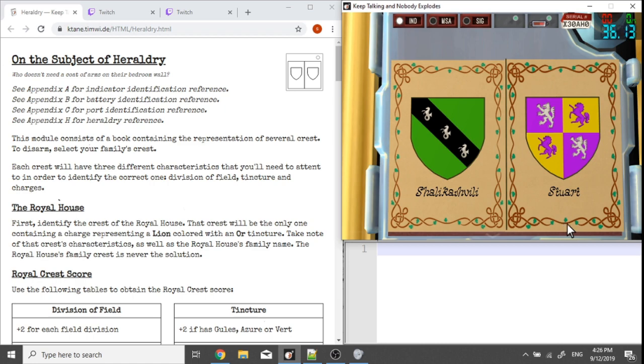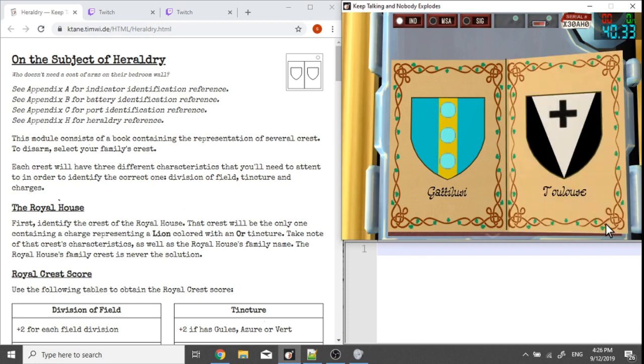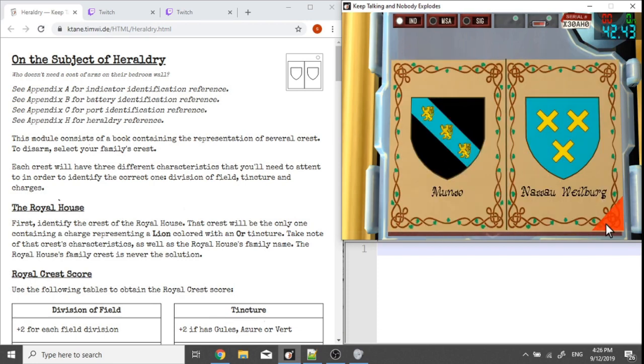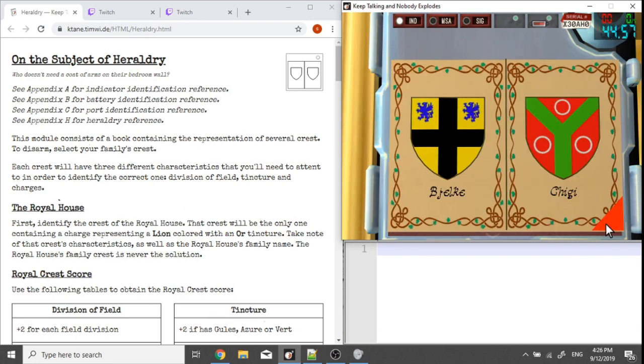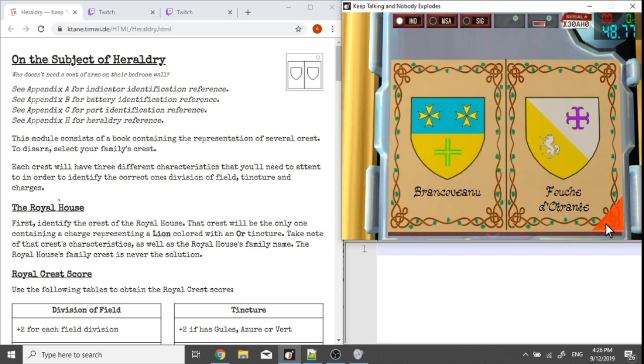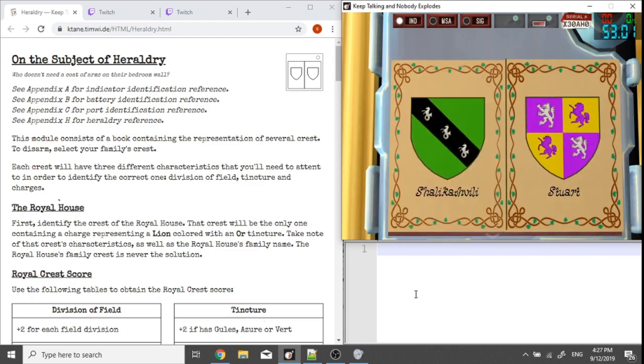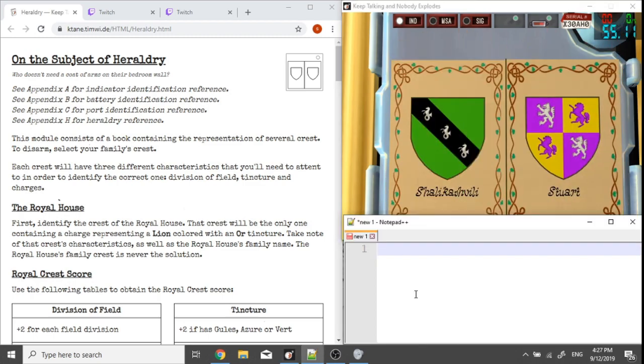Today we're looking at Heraldry. This module can be quite intimidating at first because we have 48 pages and on each page is a crest. In order to solve the module, we have to find the correct crest. So before I go through how to find the correct crest, I'm going to go through some definitions.